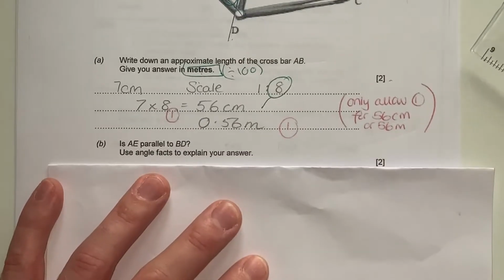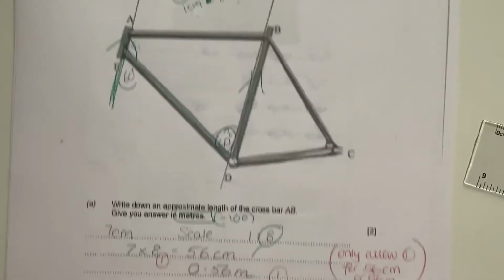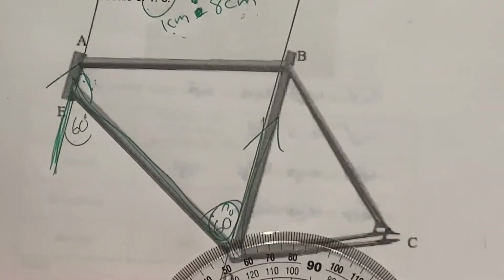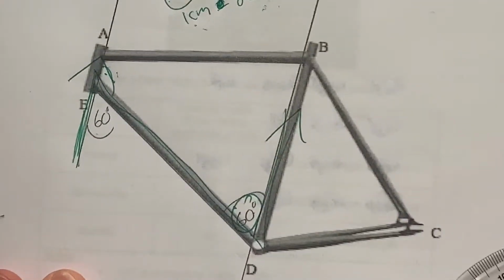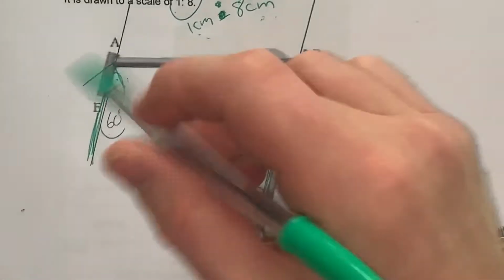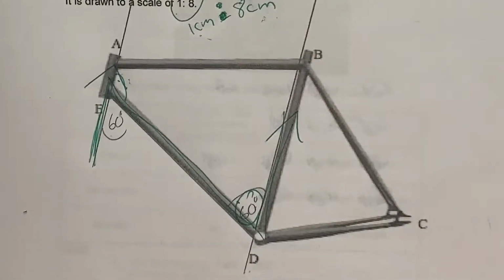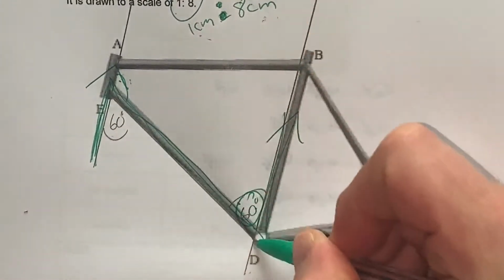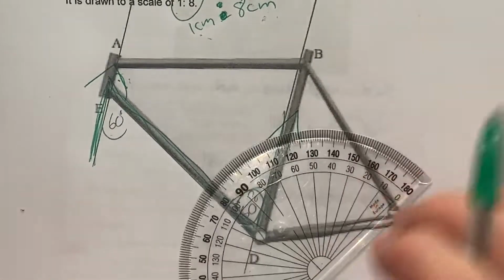Okay, next question says, is AE parallel to BD? So you need to remember parallel lines now. As you can see, I've drawn them on there to double check. The rules on parallel lines is several. There's a Z angle here, but because it's drawn to scale, we have to actually measure it.